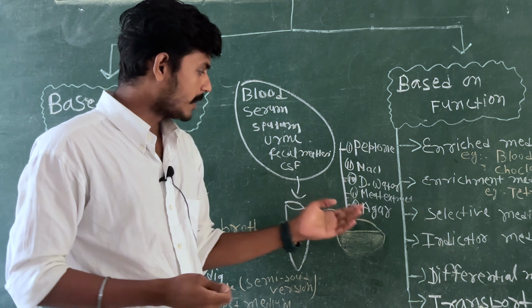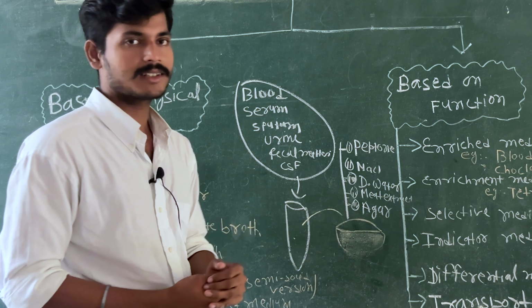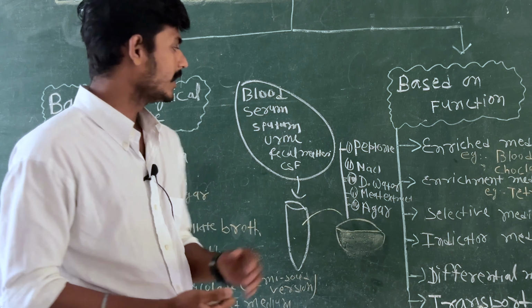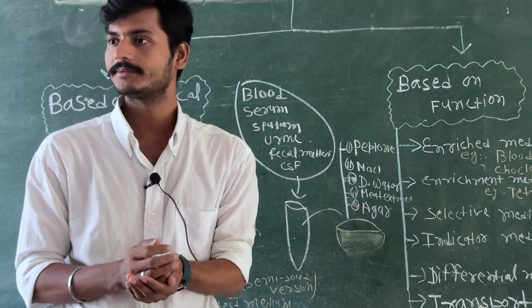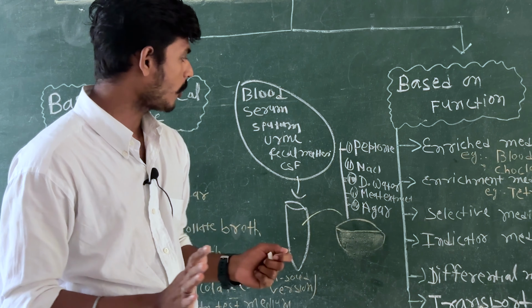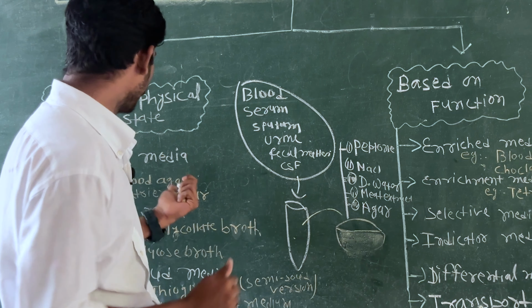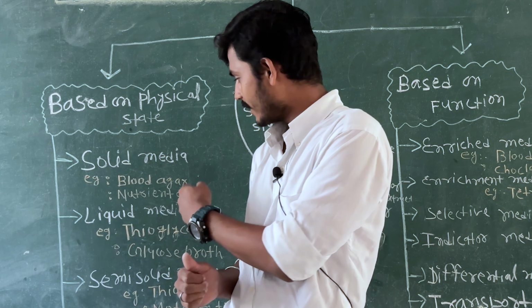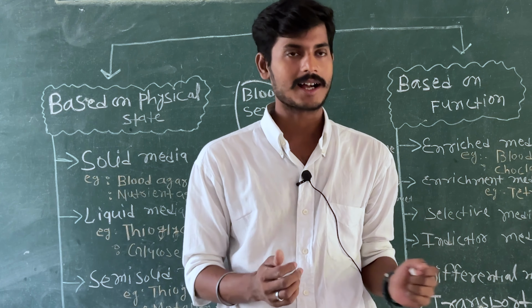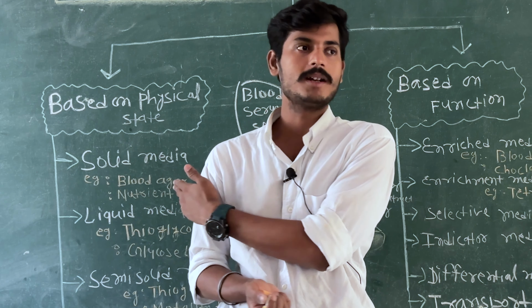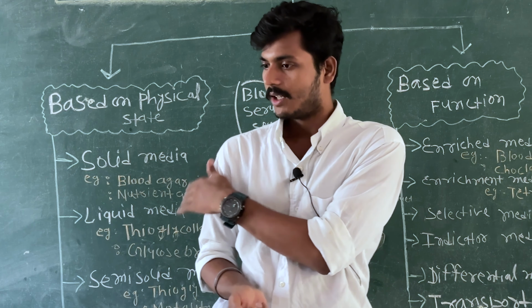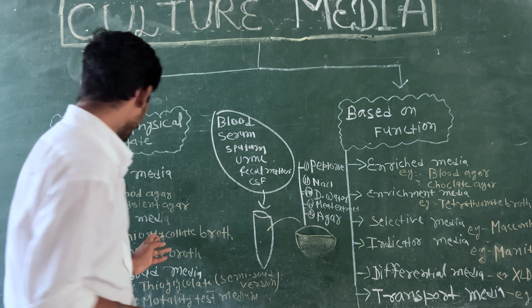Got it? Sometimes we are using the 2% agar in the solid media or 5%, then we will use in the liquid media less agar. Okay? Clear? No problem? Understood? And example is the blood agar and the nutrient agar. We will see when we will discuss the based on the function, then I will teach you the blood agar in bit detail. Semi-solid, the same things.